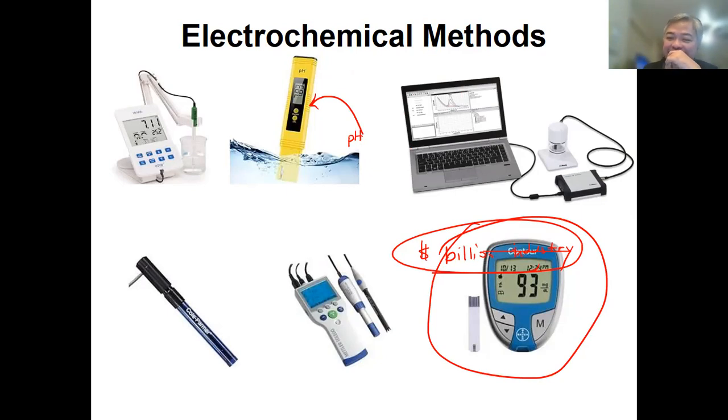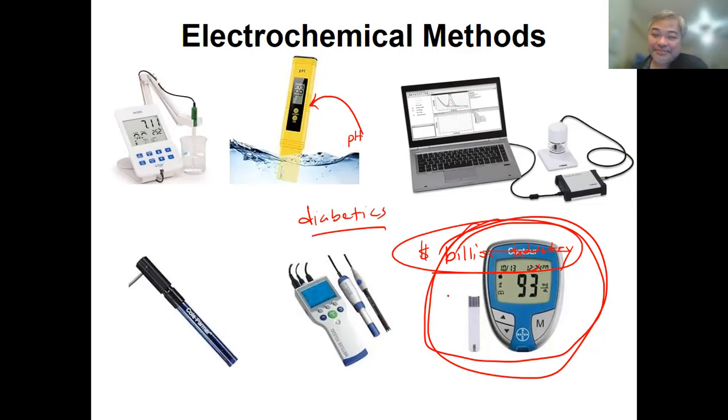Okay, so go again. Here in the US, this is a $1 billion industry. Why? I spent money on that. So imagine how many diabetics you have around the world. And they have to maintain the sugar level that they have. And the principle behind that is what we call amperometry.